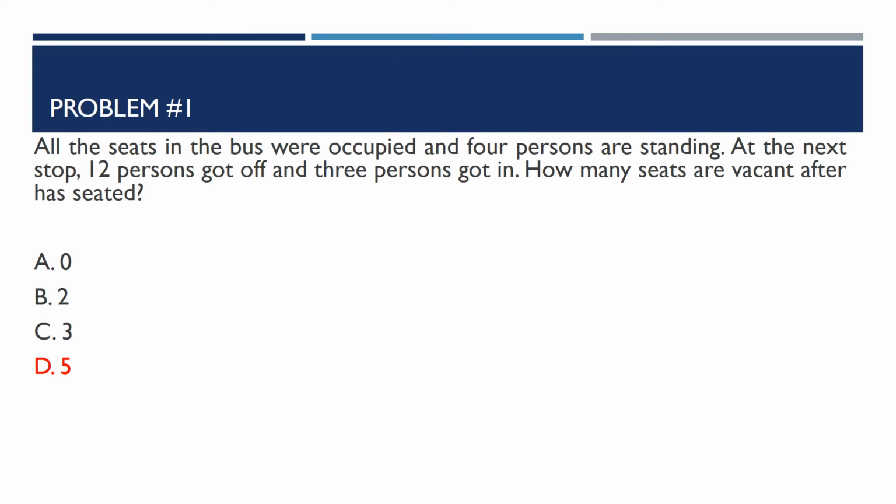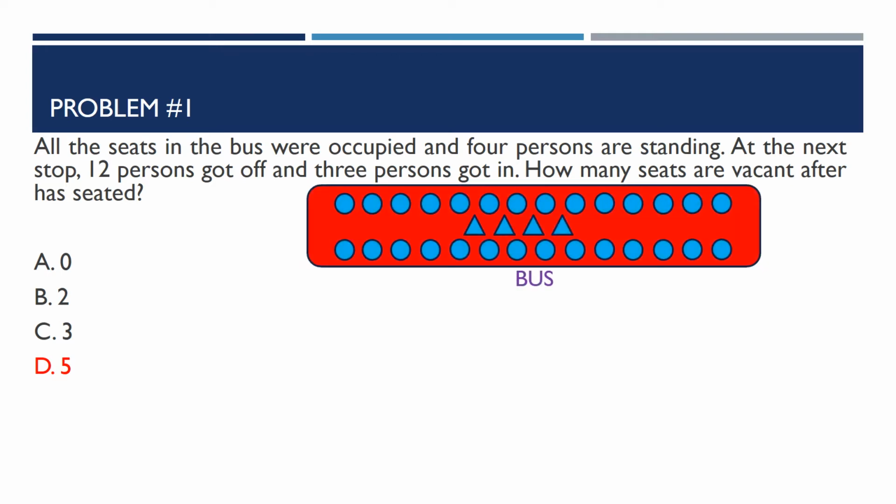So let's illustrate the problem. All the seats in the bus were occupied. It's not given what the total capacity of the bus is, but it's given that it's occupied. So here's the bus and we are not sure how big it is, but we are sure that it's full. And it's given that there are 4 persons standing, so we have 4 triangles representing the 4 persons who are standing.